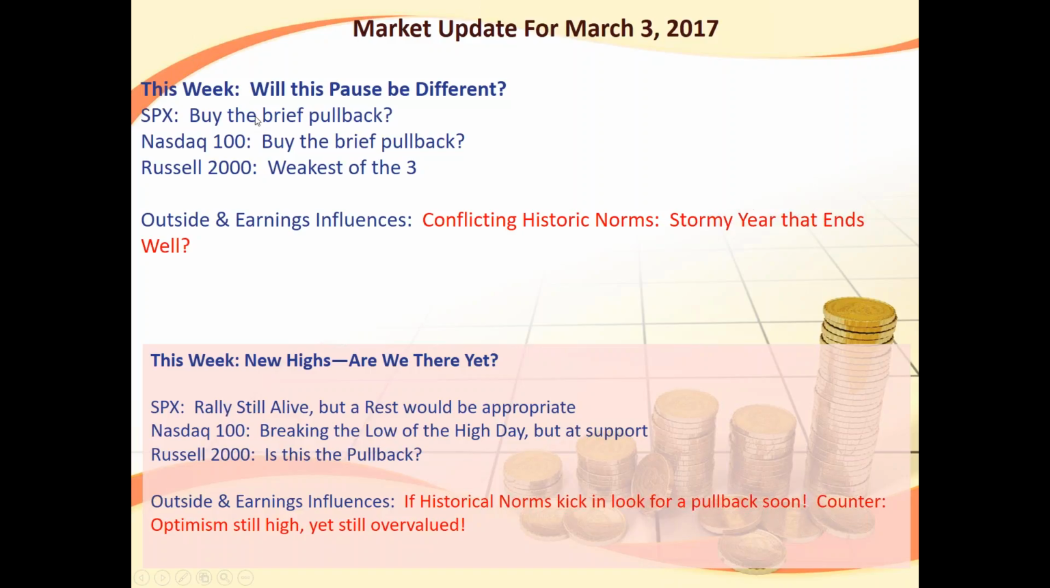Clearly the trend of the markets, especially the S&P, the Dow and the NASDAQ, is up. And so the question with the S&P: do we buy this brief pullback? And what are the clues that tell us when it is time to buy it? Same thing with the NASDAQ. Clearly the Russell is the weakest of the 3 tracking indexes that we follow, which is not surprising.